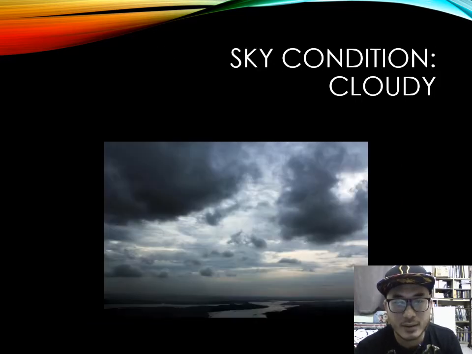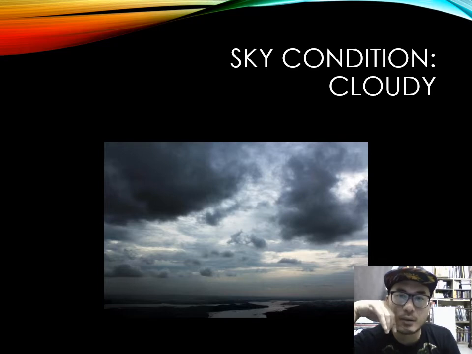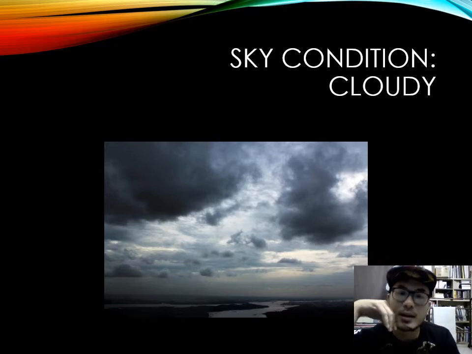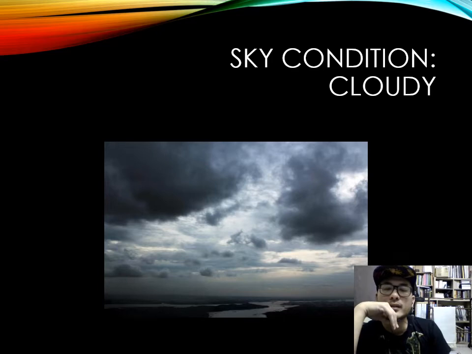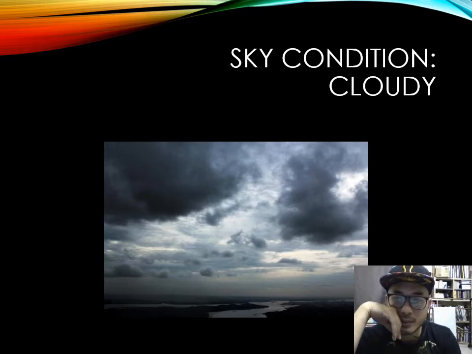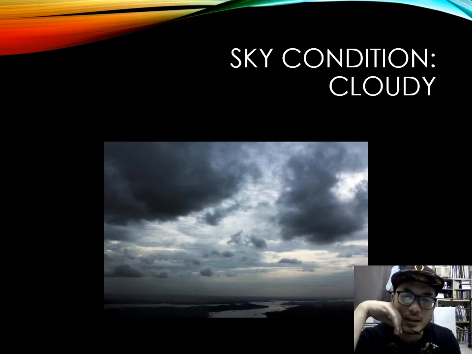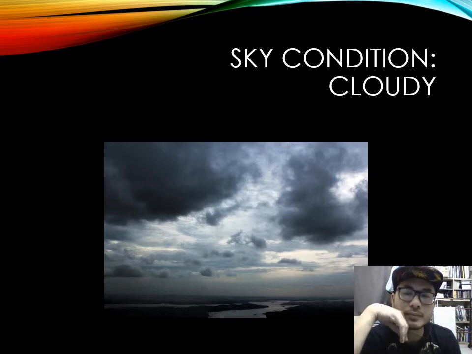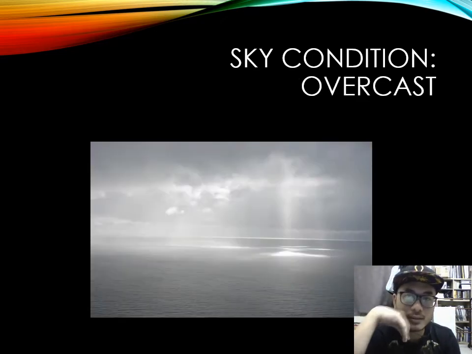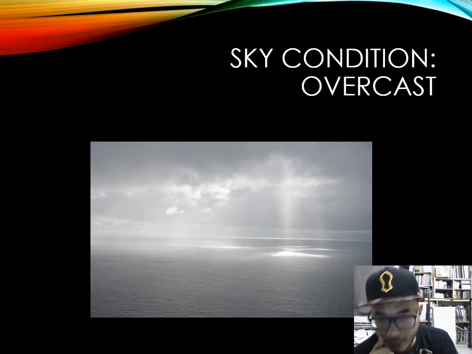This is number 3, the cloudy condition. The sky is actually 70 to 100% cloudy, and sometimes the sun is not included, only daylight. And lastly is the overcast. This is 100% cloudy sky. There is no sunlight available during this time.